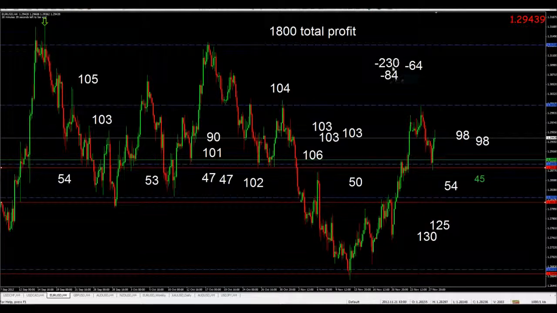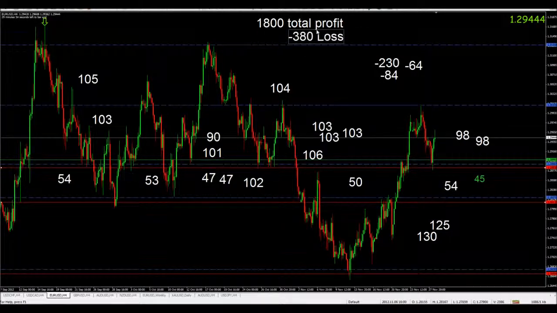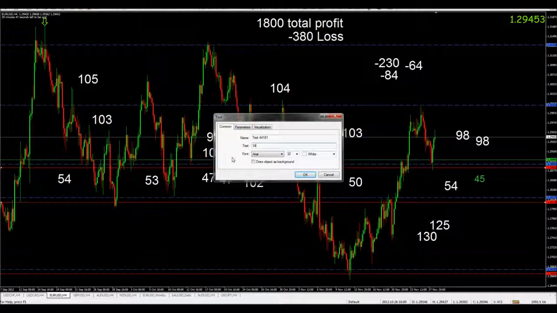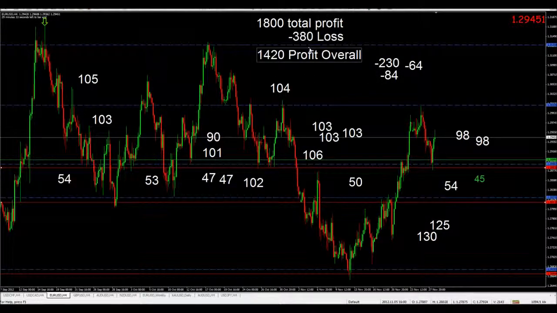So anyway, I'll add these up now. We've got minus 310. It's 310 minus about, we'll just say 380, which is saying the minus is a little bit higher. So I'll just put that here. So you could now liquidate all the positions on your account, and you would have made a total profit of about 1,420 pips profit overall.